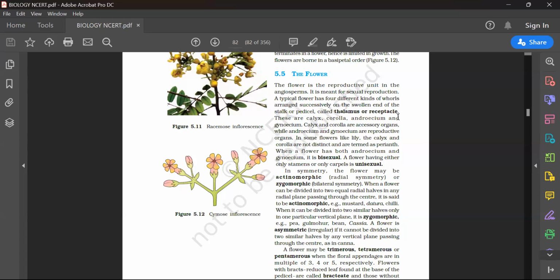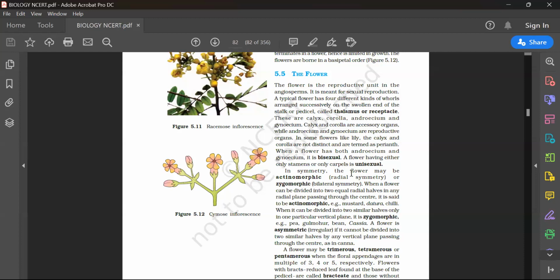In some flowers, like lily, the calyx and corolla are not distinct and are termed the perianth. When the flower has both androecium and gynoecium, it is called a bisexual flower. We are going to see what this perianth is in a few minutes. A flower having only stamens or only carpels is known as a unisexual flower.